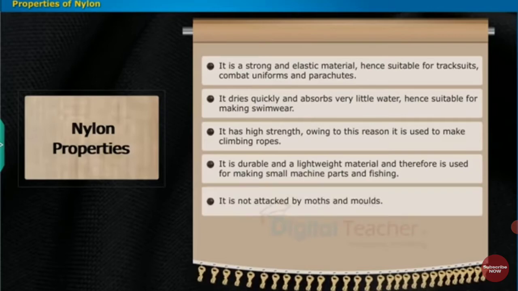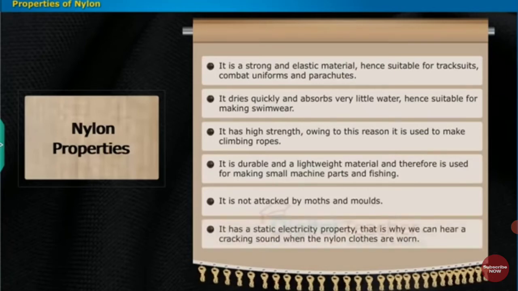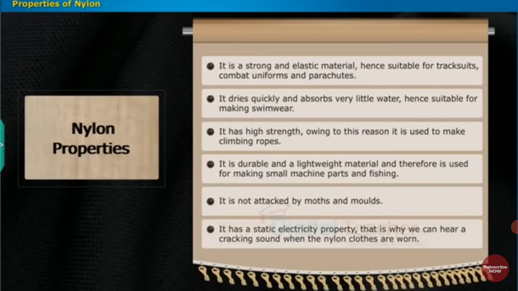It is not attacked by moths. It has a static electricity property. That is why we can hear a cracking sound when nylon clothes are worn.